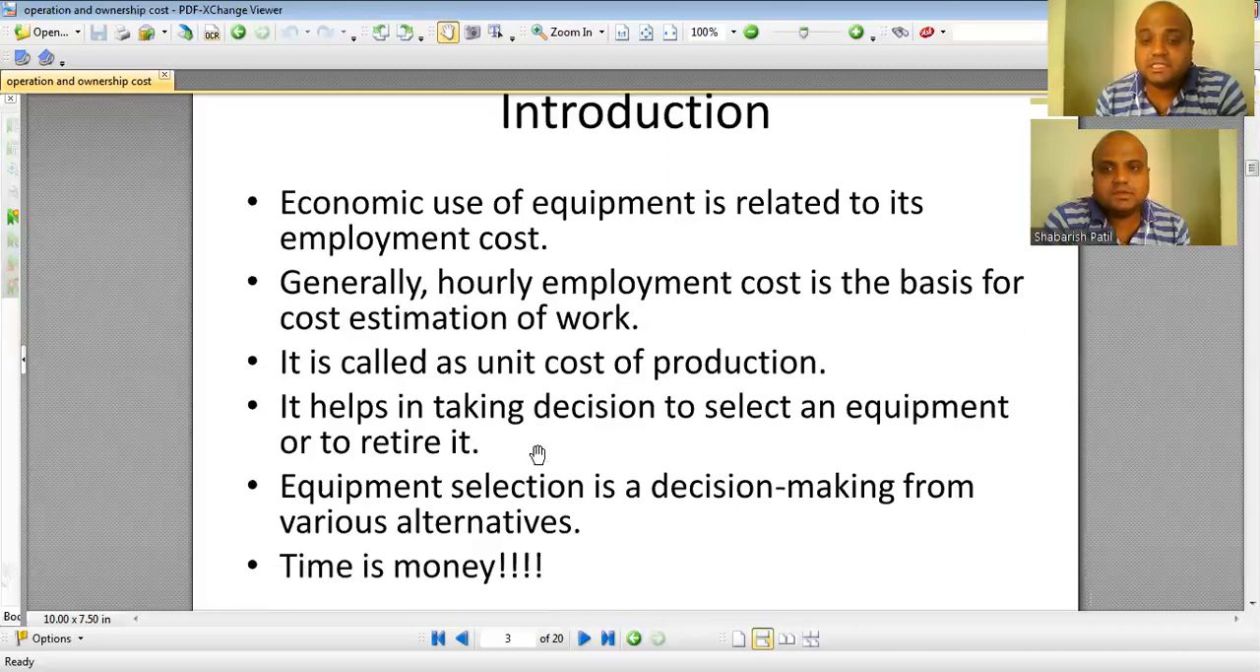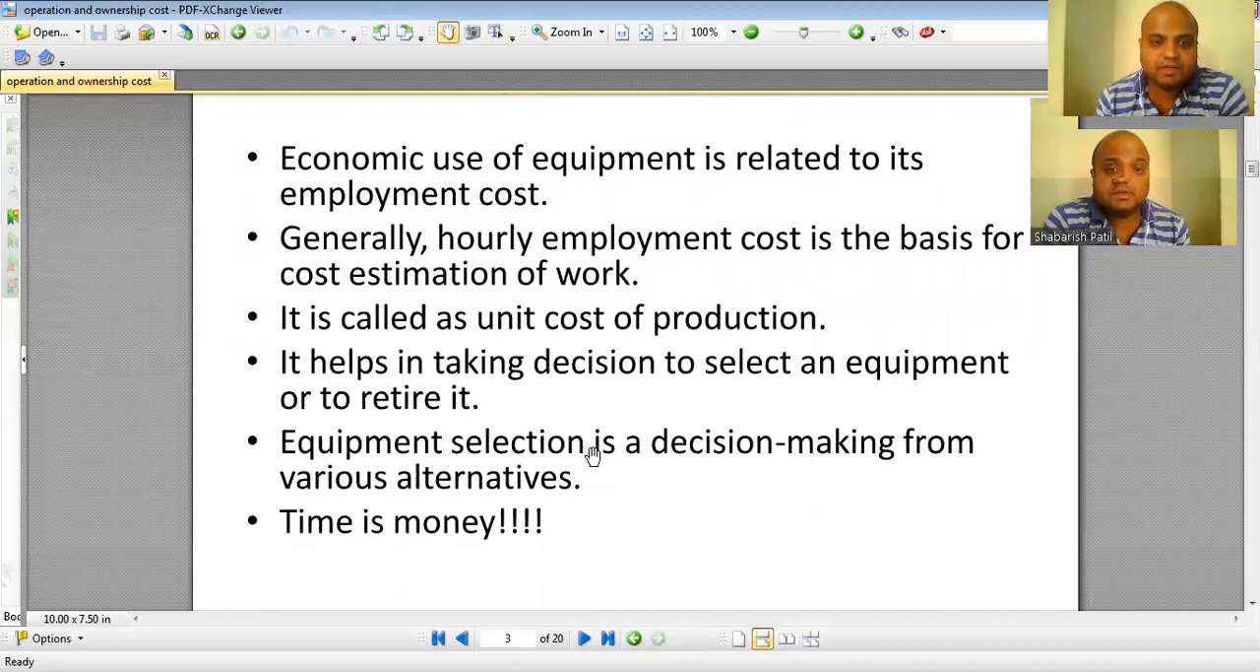It helps in taking the decision to select an equipment or to retire it. Why is this helpful? Why we should understand this economical study of an equipment is that it helps us at the decision stage. With this calculation, we can decide whether we have to use that equipment on that particular project or not. For that we should understand this cost. So equipment selection is decision making from various alternatives. And remember one thing: time is money. Time is equivalent to money.